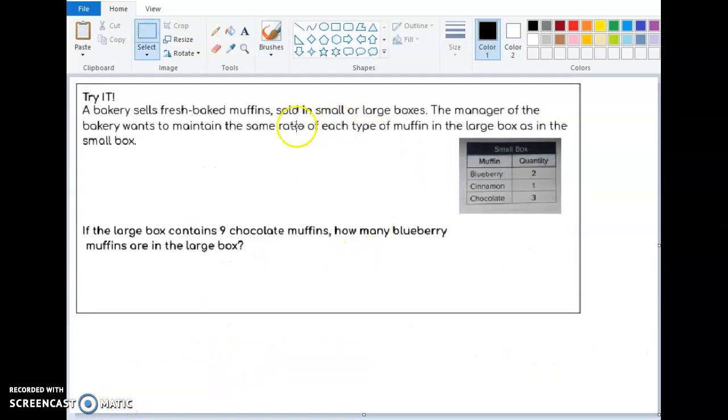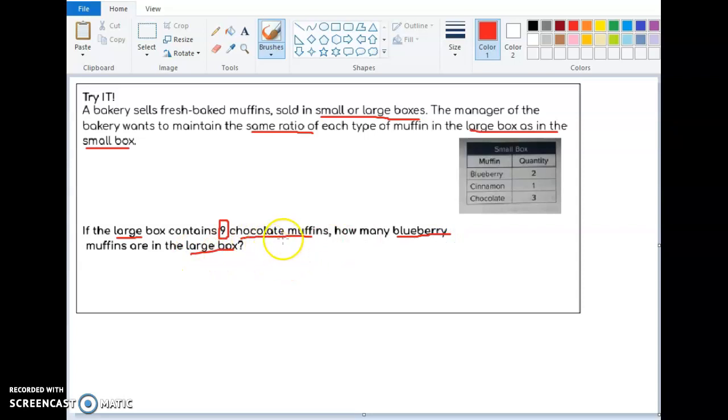So I'm going to need you to read this, and I want you to try this all by yourself, and then come back and I'll show you how to do it. Okay? Now that you've done it, we're ready to go. Baker sells fresh muffins. He sold them in a large or small box. The manager wants to maintain the same ratio of each muffin in the large box as in the small box. Okay? If the large one contains 9 chocolate muffins, how many blueberry are in the large box?